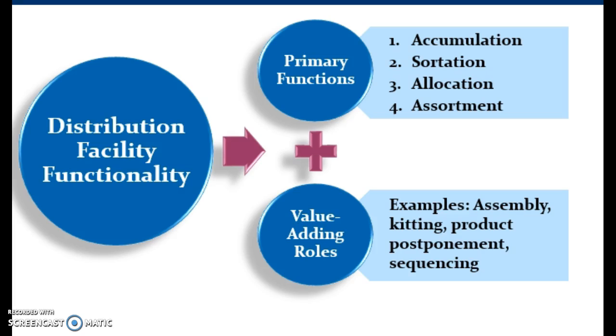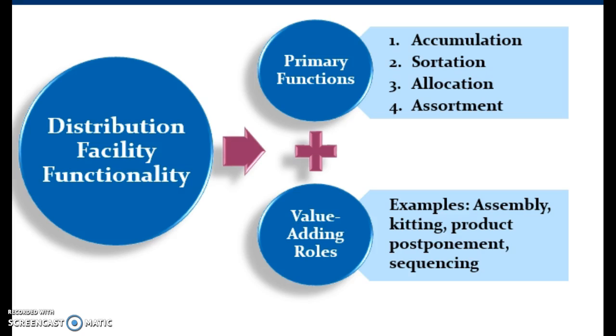Now let's consider distribution facility functionality. Distribution facilities can provide numerous services depending on the requirements of the supply chain. In traditional distribution operations, 4 primary functions are carried out. Number 1, accumulation. Number 2, sortation. Number 3, allocation. And number 4, assortment.